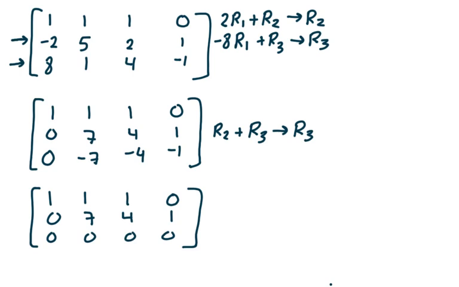So notice how the row of zeros is at the bottom, but the first non-zero entry in the second row has to be a 1. That's a 7. That's no good. And so I'm going to take 1/7 row 2 and put the result back into row 2. Watch what happens. I get 1, 1, 1, 0 for the first row. Then I get 0, 1, 4 over 7, 1 over 7. And then I get 0, 0, 0, 0.